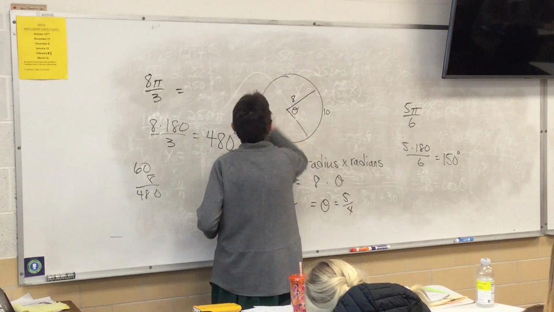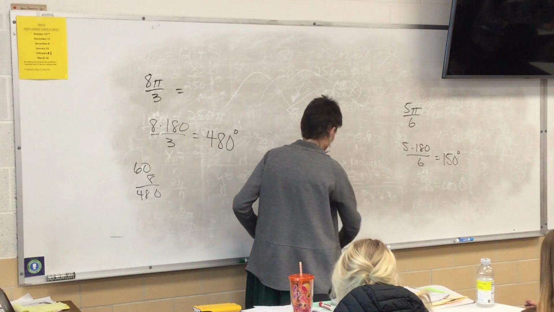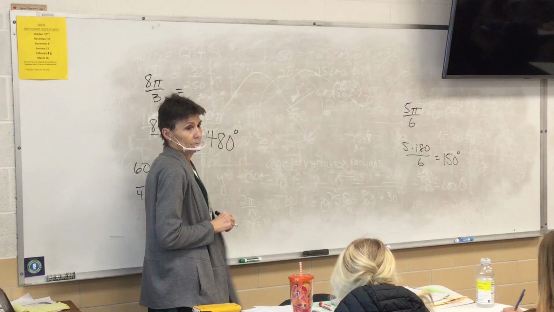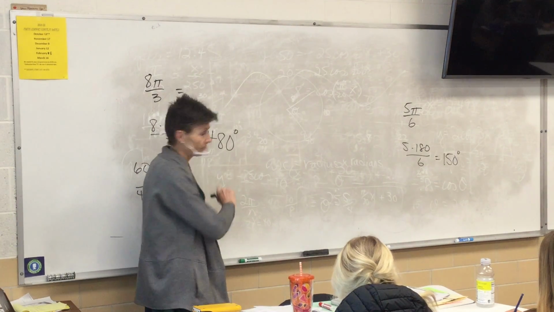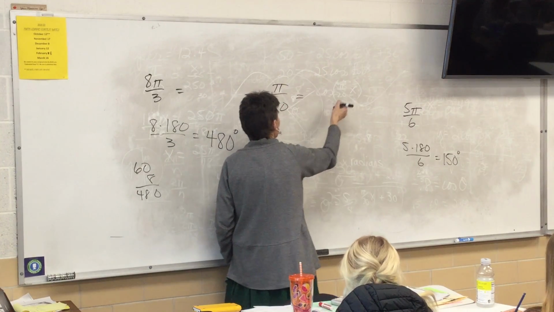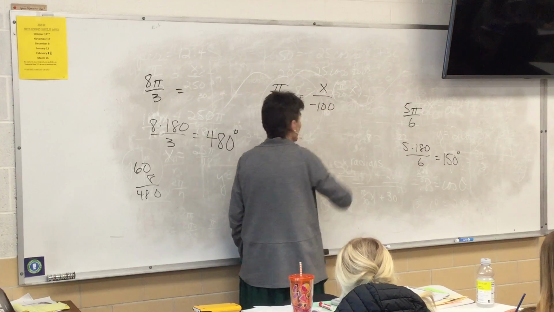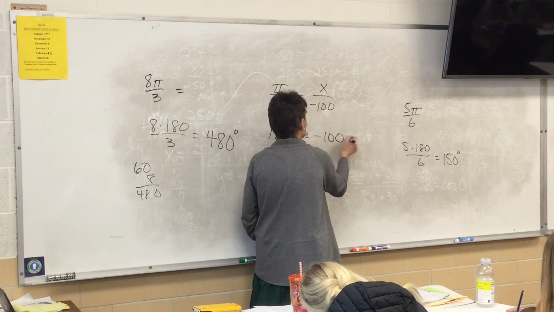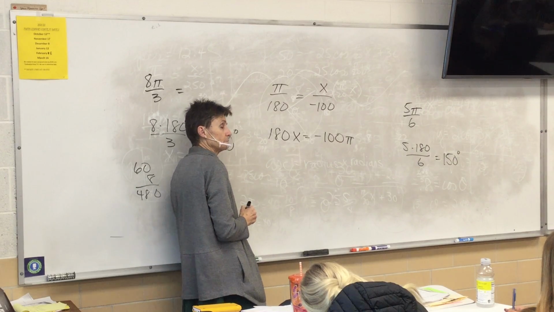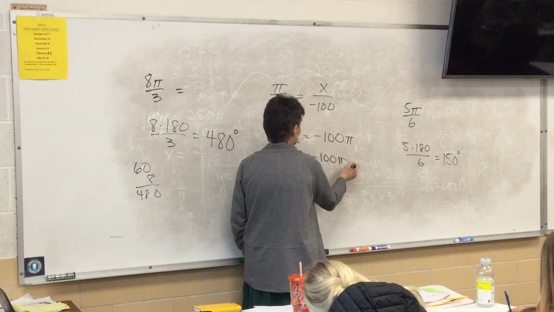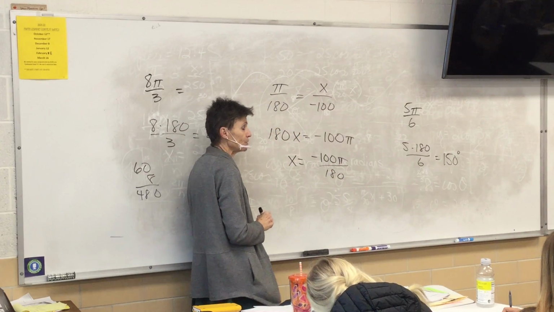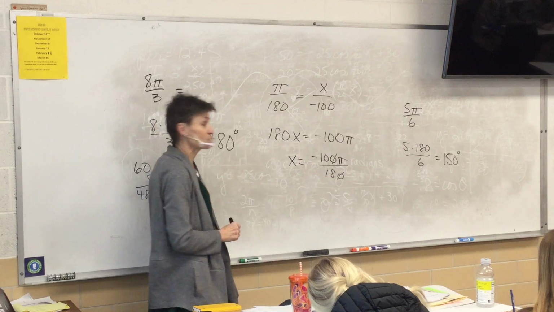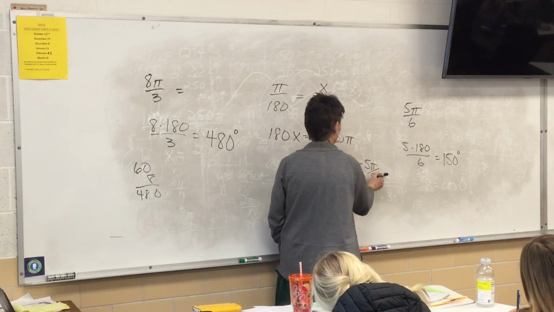All right, change negative 100 into radians. Someone new, tell me how to set that up. Pi over 180. This is your proportion, pi over 180 equals x over negative 100, perfect. Cross multiply. And divide. Gotta reduce it, so we take out a zero. So now we have 10 over 18, which is 5 over 9. Don't forget the negative. Negative 5 pi over 9.